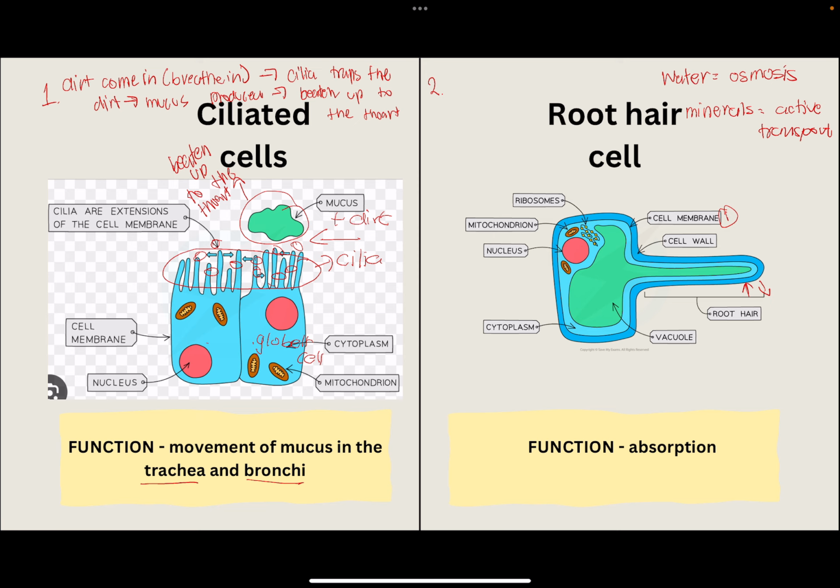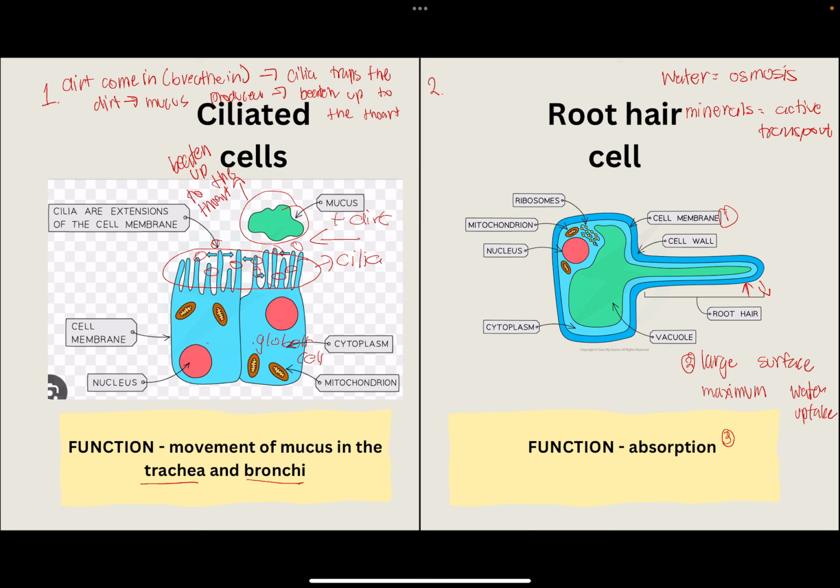The next thing is that it has a large surface area. When there's a large surface area, what will happen? There will be maximum water uptake.